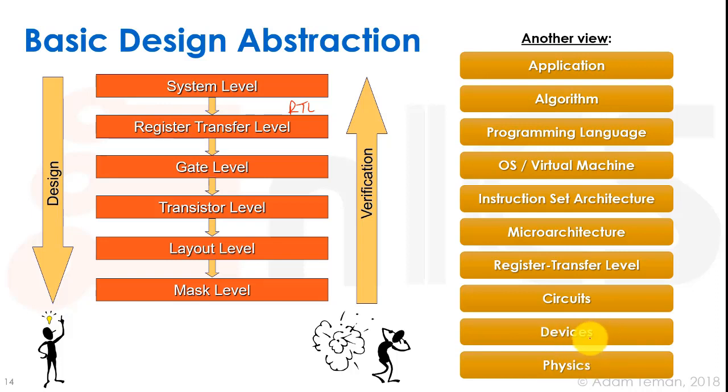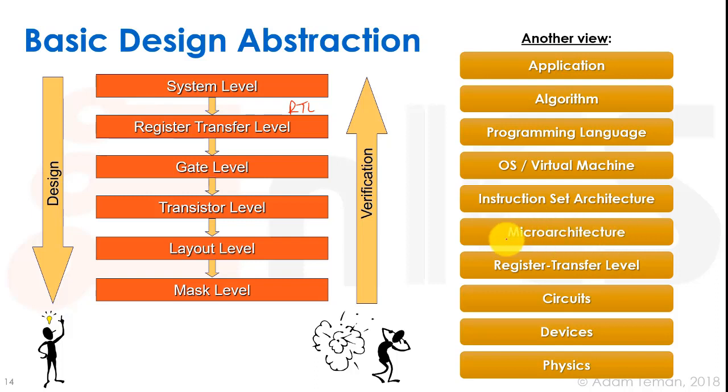Once we have a device such as a transistor, we can put those transistors together to build some sort of a circuit. If we have a circuit, for example the gate level that we had over here, we can make different logic units, and we can use register transfer level language to describe what type of logic we want to do. There is a direct translation from this register transfer level to the circuits that we have below.